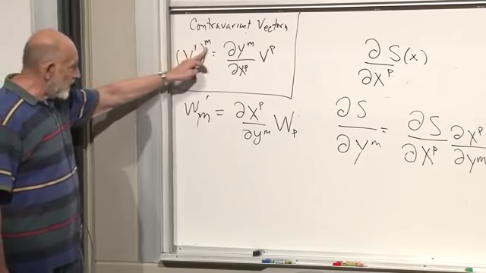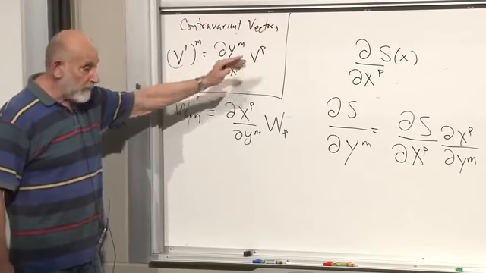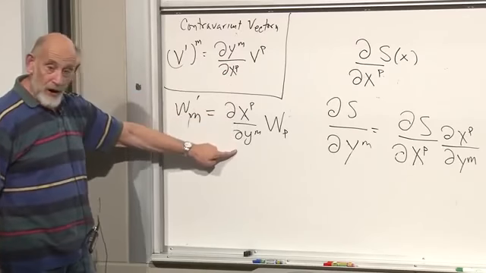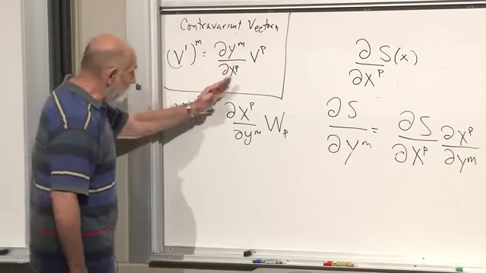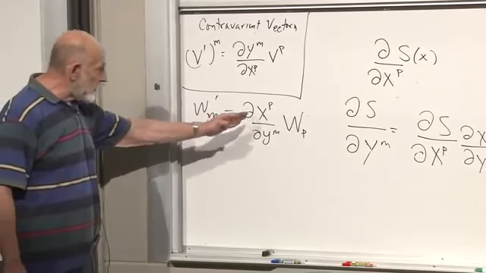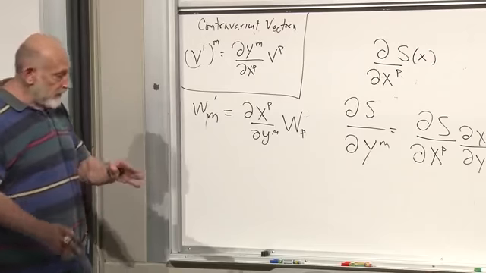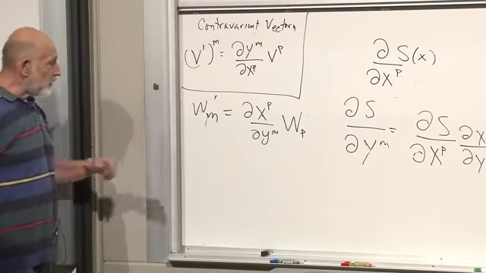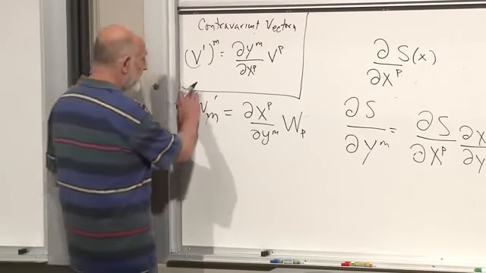The primed contravariant vector has components proportional to the unprimed, but with dy by dx. Here we have dx by dy. Okay? dy by dx, dx by dy. A thing which transforms this way — transforms means that if you can calculate it in one frame, here's how you calculate it in the other frame — a thing which transforms this way is called a covariant vector. So let's put that in here.